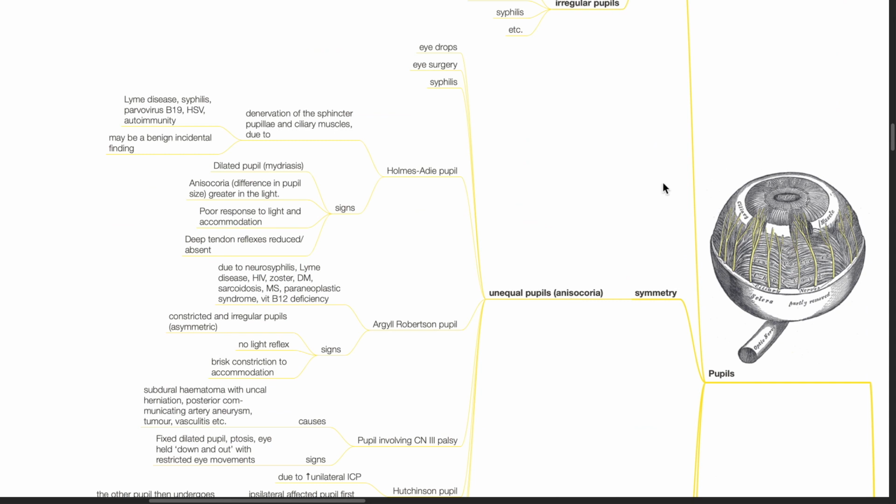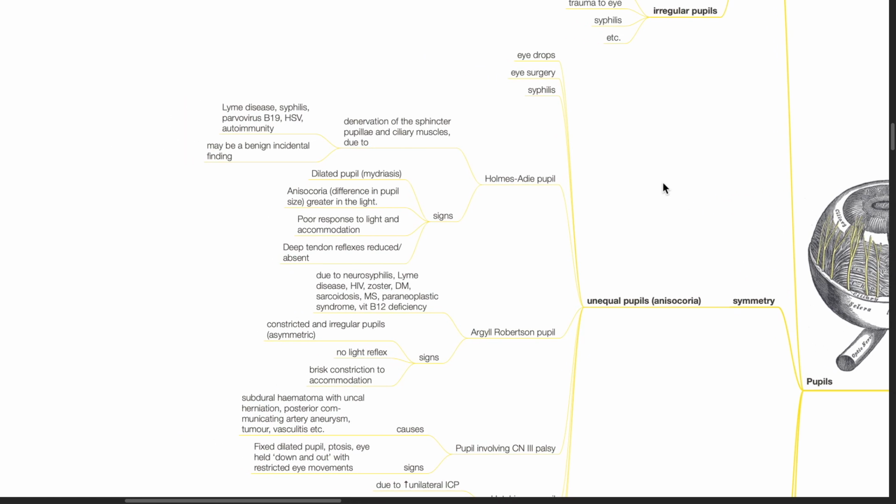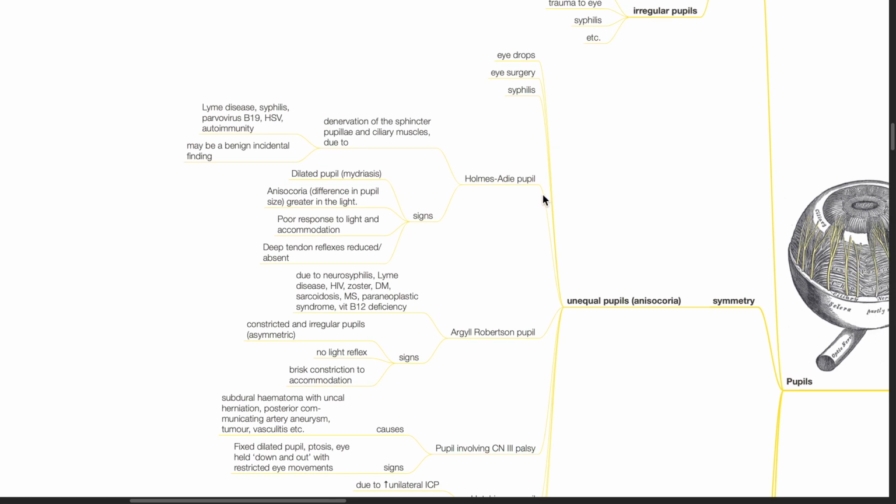Assess for symmetry of the pupils. Unequal pupils, also known as anisocoria, can be caused by eye drops, eye surgery, syphilis, Holmes-Adie pupil, which is caused by denervation of the sphincter pupillae and ciliary muscles due to Lyme disease, syphilis, parvovirus B19 infection, HSV, and autoimmune causes. It may be a benign incidental finding. Signs of a Holmes-Adie pupil include a dilated pupil, anisocoria greater in the light, poor response to light and accommodation. Deep tendon reflexes may be reduced or absent.